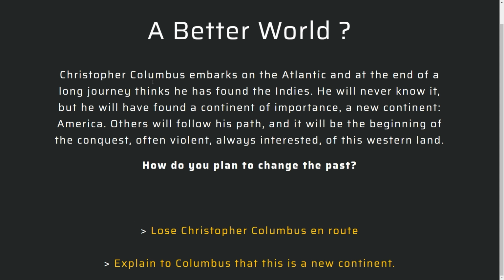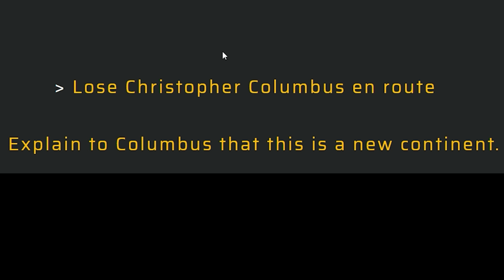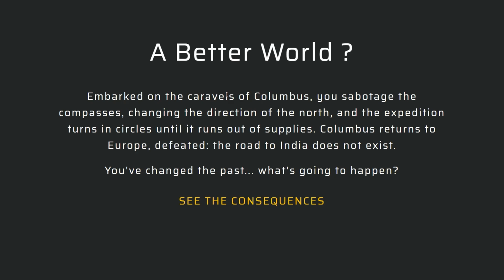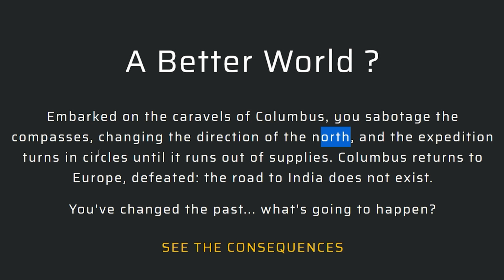So Christopher Columbus has embarked through the Atlantic, things like that. We can lose Christopher Columbus en route or explain to Columbus that this is a new continent. Ooh. All right, I don't really know what this is gonna do. And I guess you can't know the results. Let's pick losing him. So he has embarked. I guess he's been sabotaged though, changing the direction. He moved, he went north. The expedition turns in circles until it runs out of supplies. Columbus returns to Europe defeated. Okay, so he's not gone.